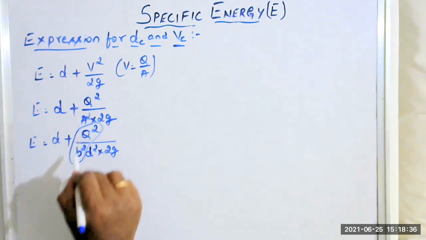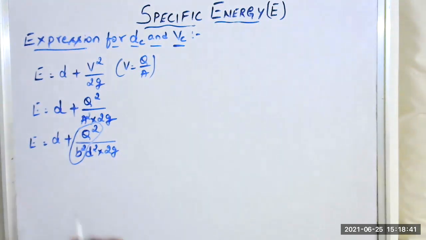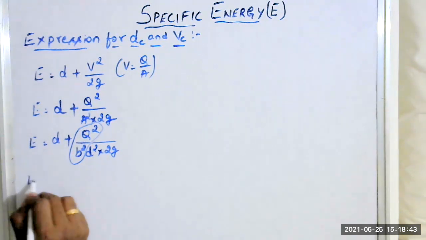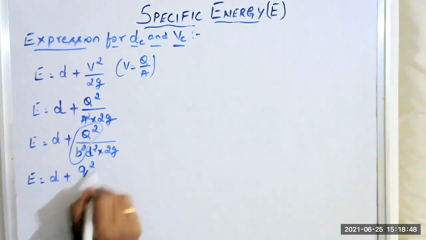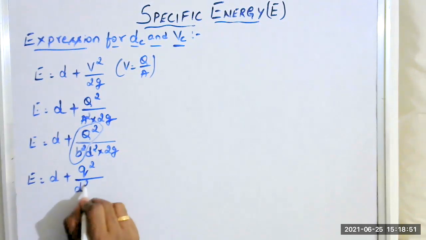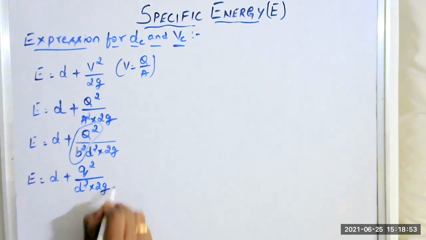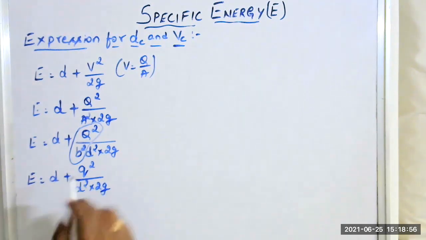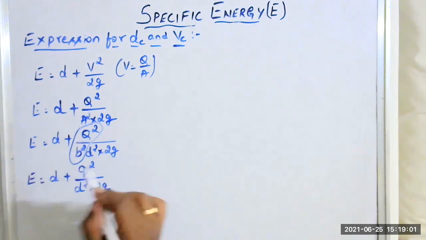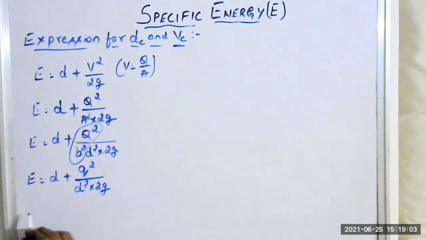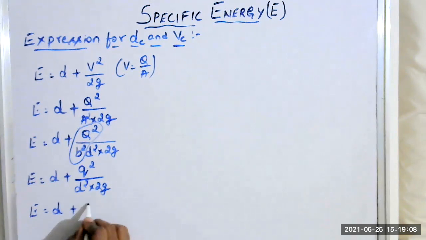This is a discharge Q. This is the width of the channel. Discharge per width is nothing but small q that we have discussed in the previous videos. Therefore, this E is equal to D plus small q square divided by D square into 2g. So this small q indicates discharge per unit width. So let me write like this: E is equal to D plus q square by 2g.